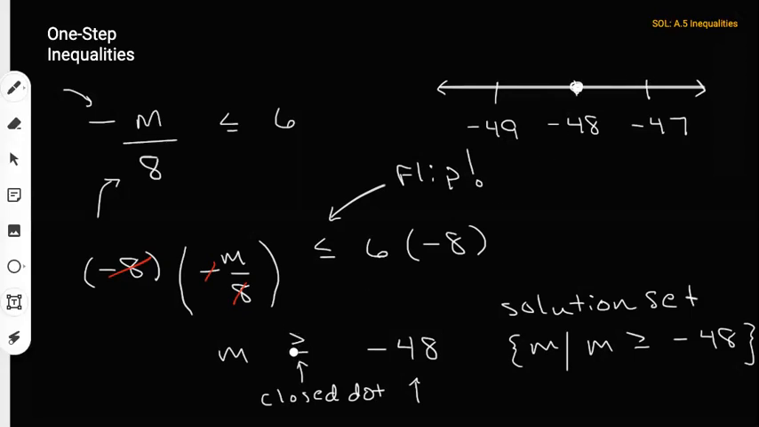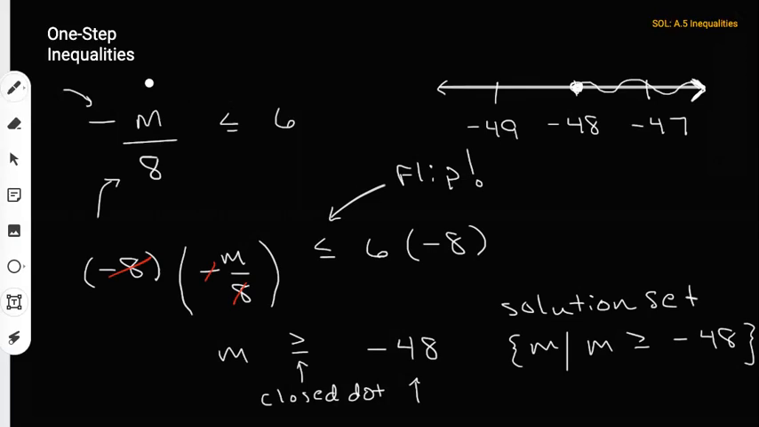Well, I have a greater than symbol. So I have to include numbers that are bigger than negative 48, like negative 47. So I need to shade to the right. And then I'm going to shade the arrow too. So the numbers that are shaded are going to be part of the solution set, and the numbers that aren't shaded, like negative 49, are not going to be members of the solution set.